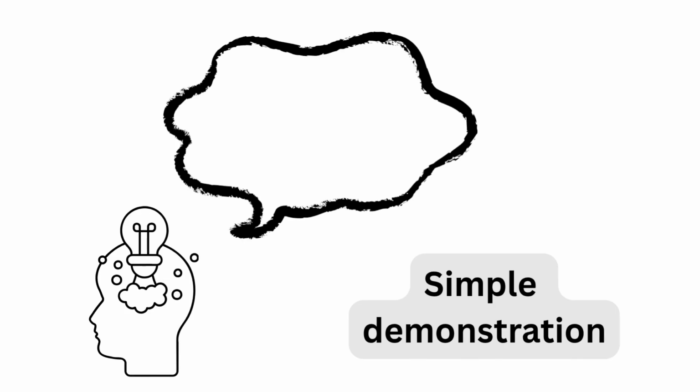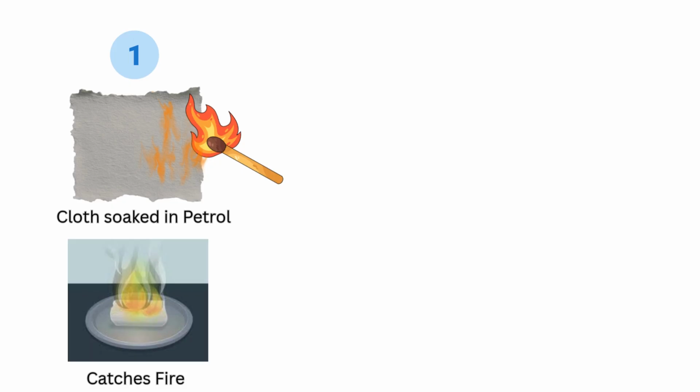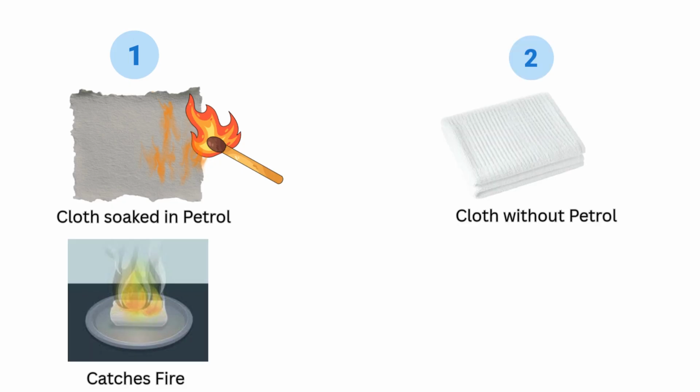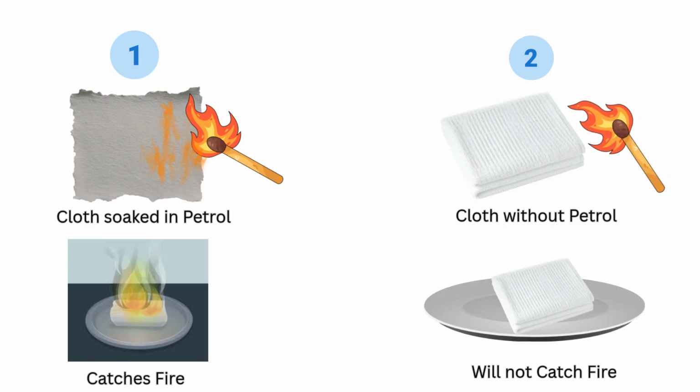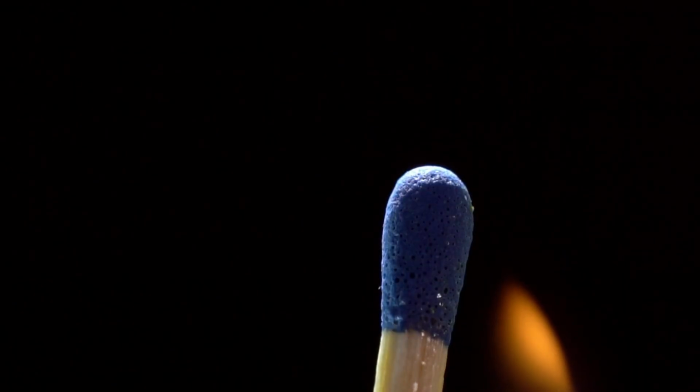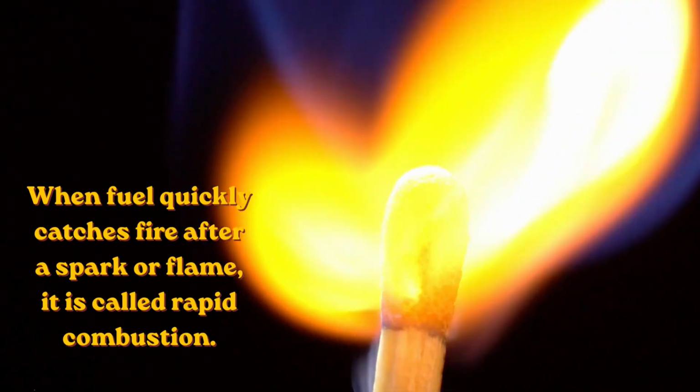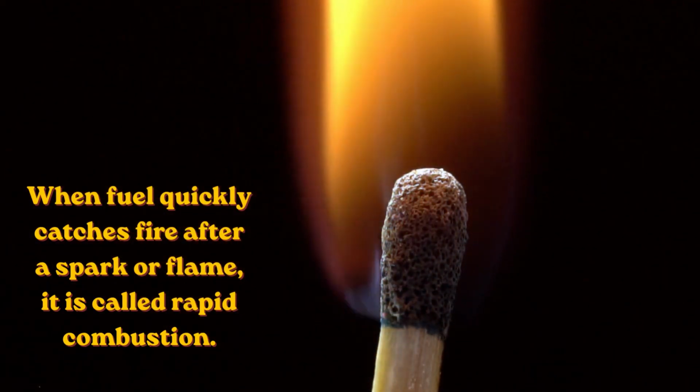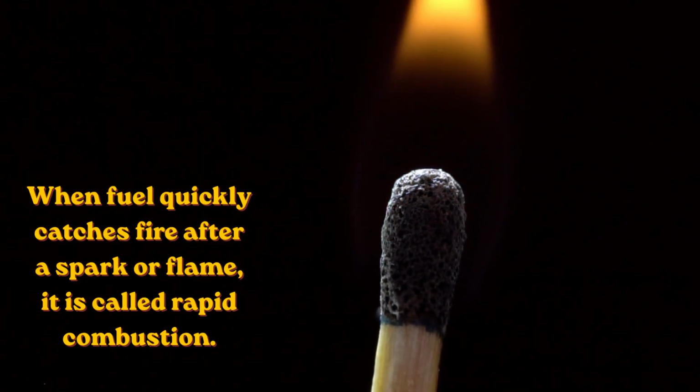Let's imagine a cloth soaked in petrol. If you bring a matchstick near it, it catches fire immediately. But if the same cloth does not contain petrol, it will not burn easily. This happens because the petrol helps the cloth reach its ignition temperature faster, causing rapid combustion. So when fuel quickly catches fire after a spark or flame, it is called rapid combustion.